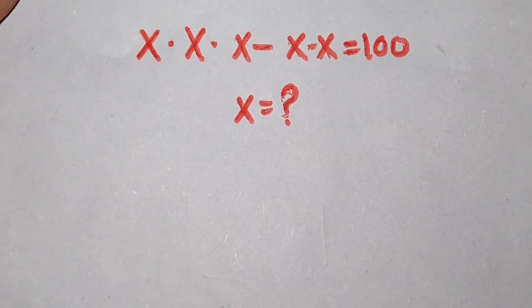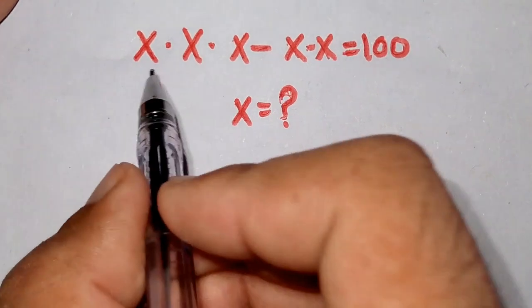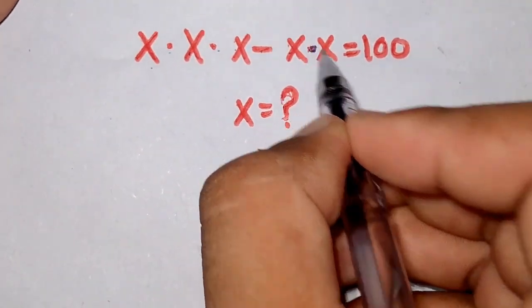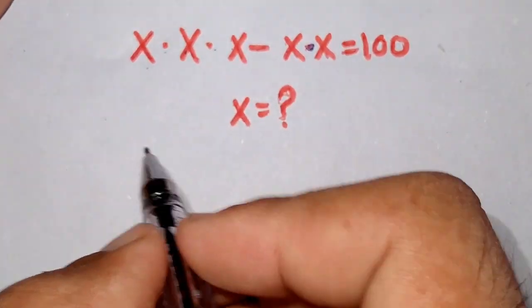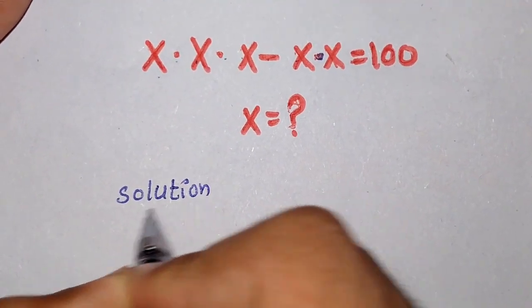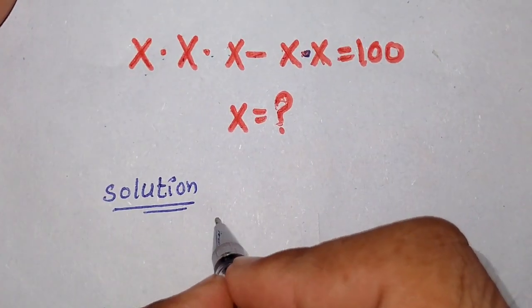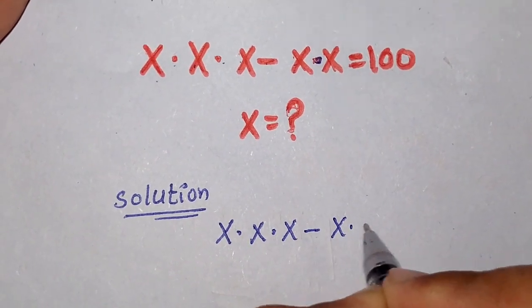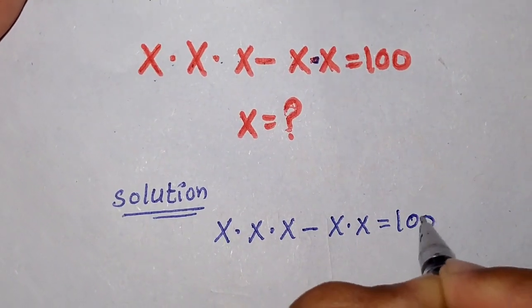Hello. Today we have to solve the most interesting maths question, that is x times x times x minus x times x, and this is equal to 100. So to solve this interesting question, the solution: the question is x times x times x minus x times x, and this is equal to 100.